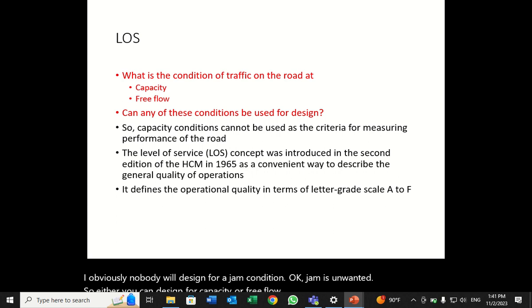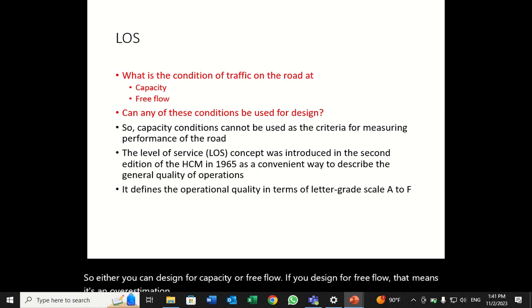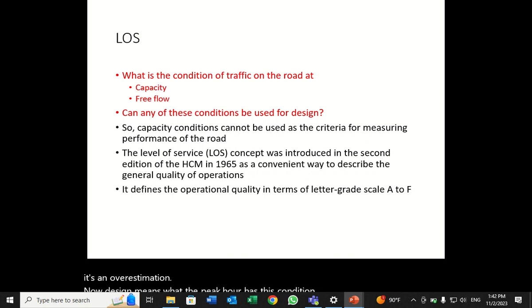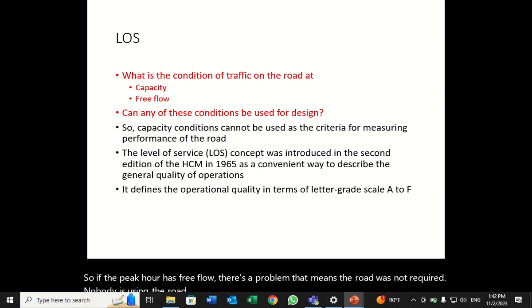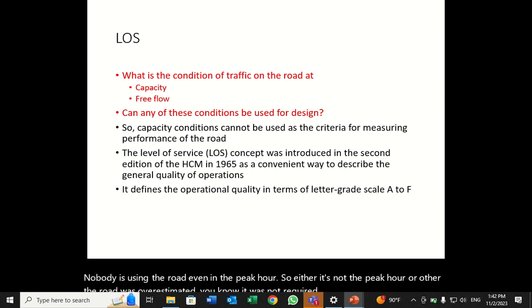If you design for free flow, that means it's an overestimation. Design means the peak hour has this condition. So if the peak hour has free flow, that's a problem. That means the road was not required. Nobody is using the road even in the peak hour. So either it's not the peak hour, or the road was overestimated. It was not required.